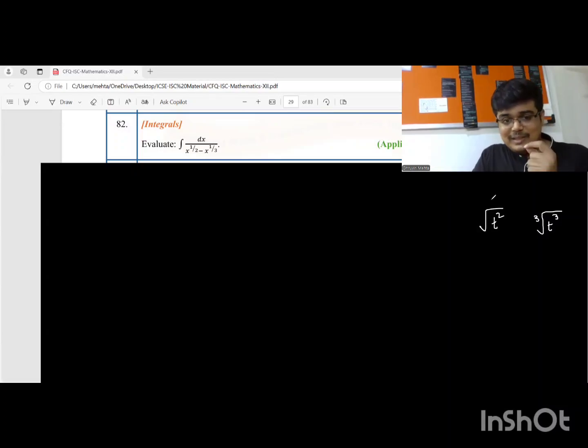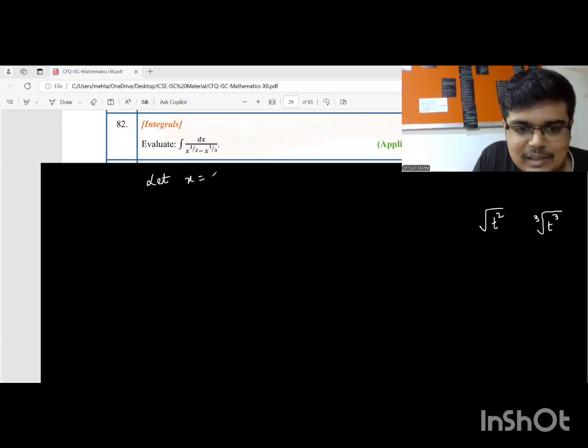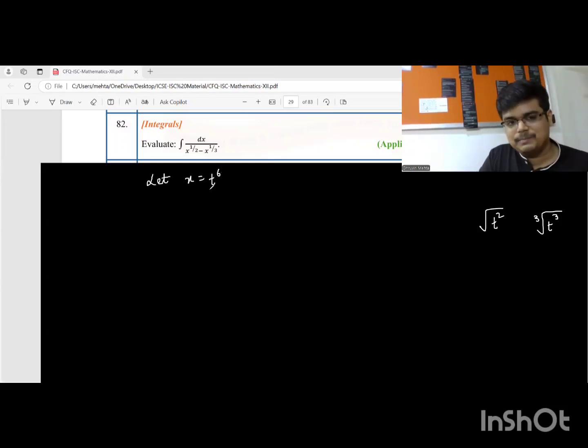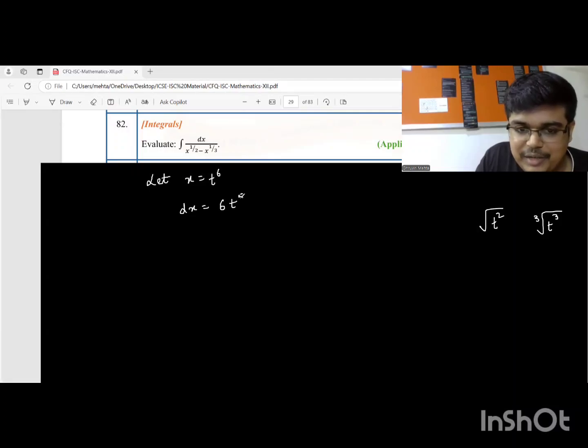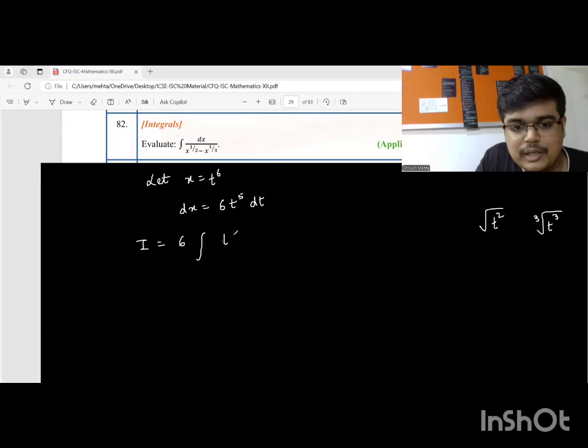What we'll do is, students, the powers are 2 and 3, right? The LCM of 2 and 3 is 6. I'll substitute x as t raised to 6. Now when we take the derivative, t raised to 6 gives 6 t raised to 5. This will be dt. So this question becomes 6 constant, I'll keep it outside. T raised to 5 upon x raised to half, students, which is square root of x, which is square root of t raised to 6. And this is cube root of t raised to 6.